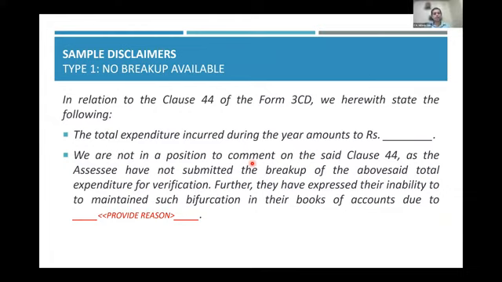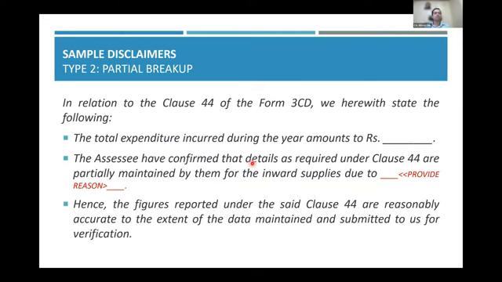This is the situation when there is no breakup available by the SSC. Now, assume there is partial breakup available with the SSC, but as a common statement, the total expenditure incurred during the year amounts to so and so has to be declared in that particular column, or at least in the Form 3CA or 3CB, because you cannot bypass this particular statement. That first column is 100% with you. Otherwise, you cannot even sign the Form 3CD itself.